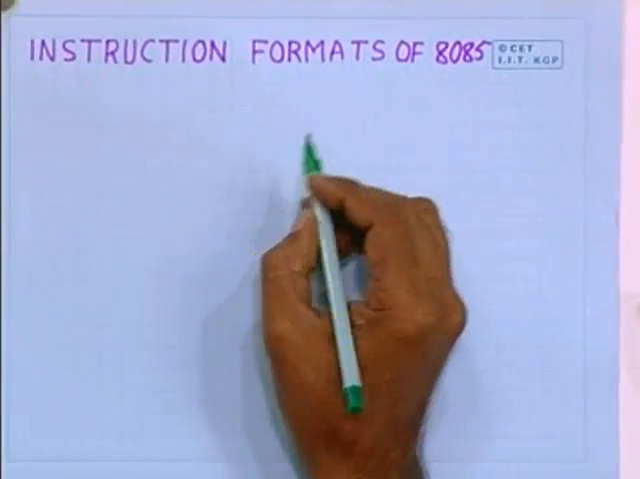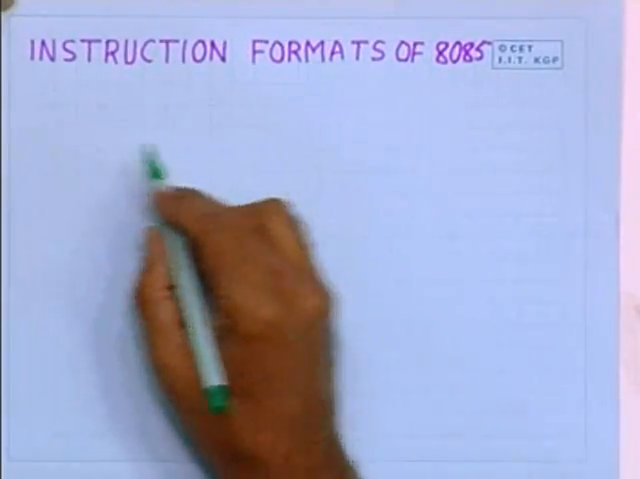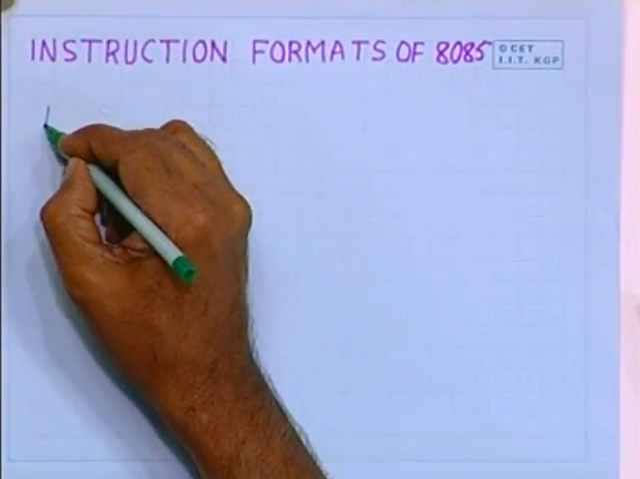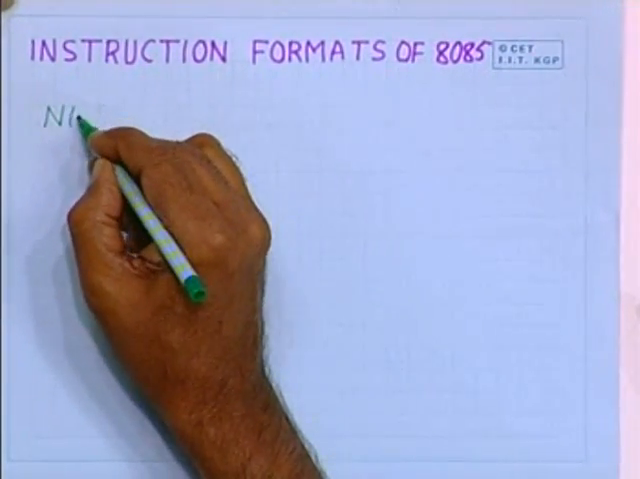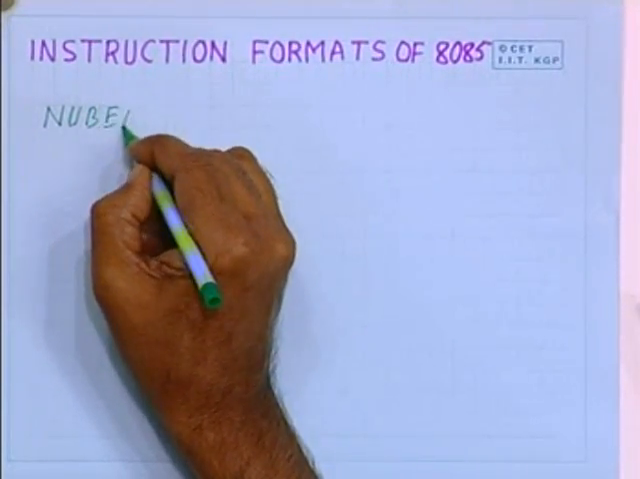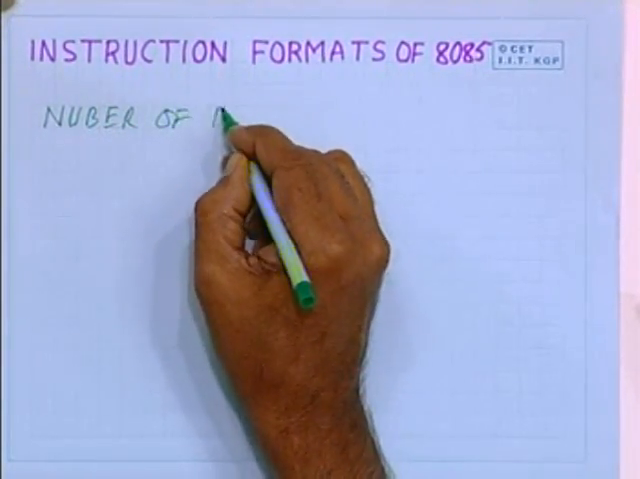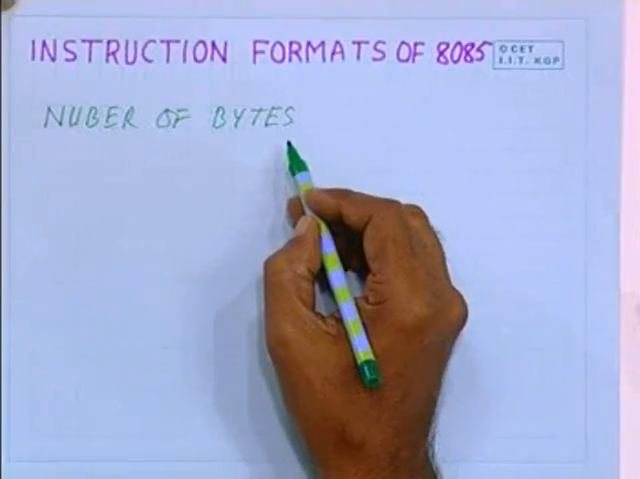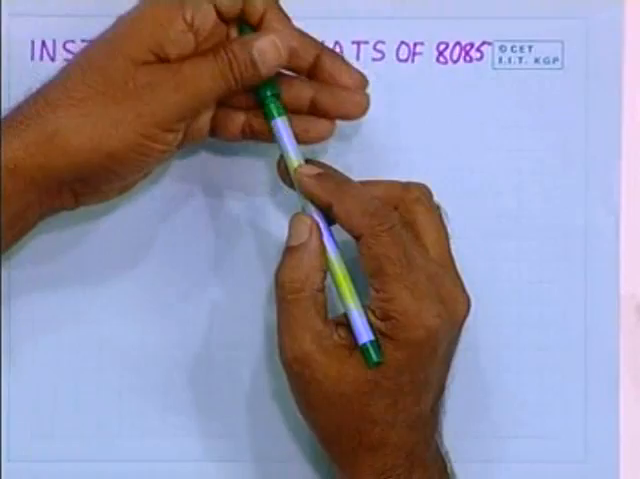Let us see what is the instruction format used in the 8085 microprocessor. In the 8085 microprocessor, the instruction formats can be broadly divided into 3 types. There are 3 different formats. They can be classified by the number of bytes that is used to represent an instruction. One way of classifying instructions is the number of bytes it requires.